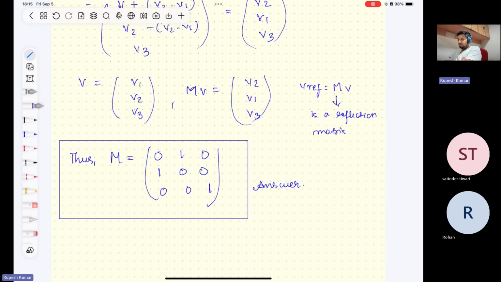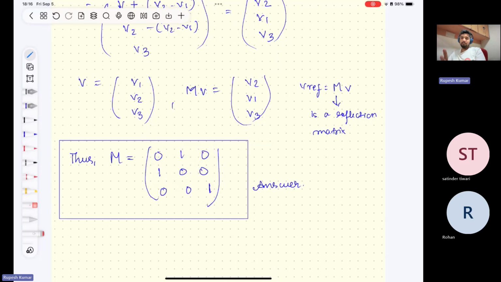So you can clearly see that this is a kind of interchanging the rows of this vector, right? So row 0 is interchanged with row 1, and row 1 with row 0, and row 3 remains the same. So you get this matrix. This is a permutation matrix, if you know this. So this is a permutation matrix that gives you this transformation. So this is the correct answer.